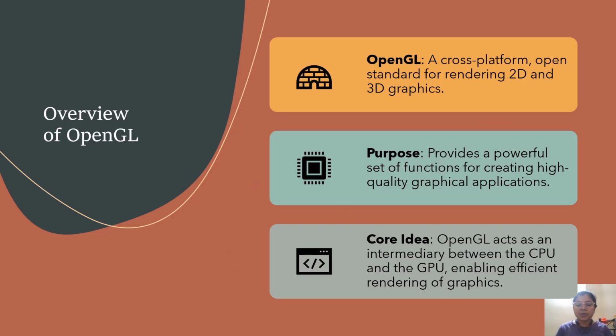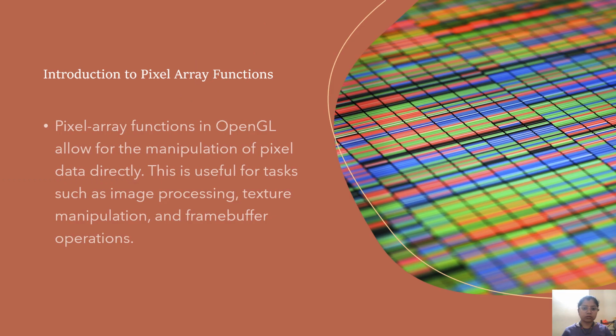So let's begin. Initially, we'll discuss what is OpenGL. OpenGL is a cross-platform open standard for rendering 2D and 3D graphics. Its purpose is to provide a powerful set of functions for creating high-quality graphical applications. The core idea behind OpenGL is that it acts as an intermediary between the CPU and the GPU, enabling efficient rendering of graphics. Now let's see what OpenGL Pixel Array Functions are.